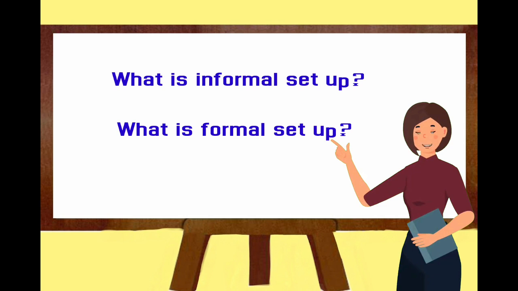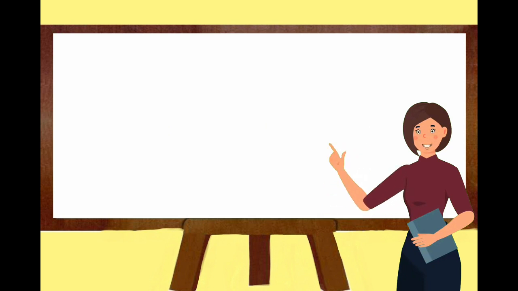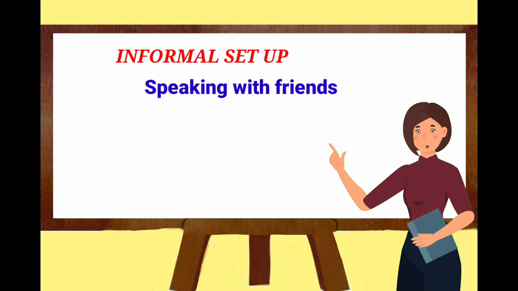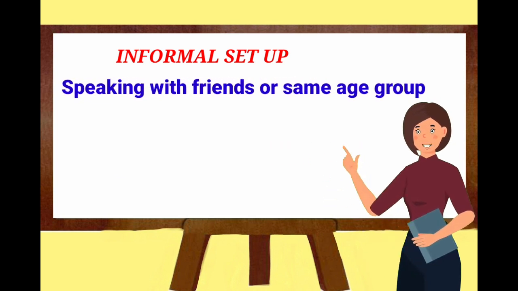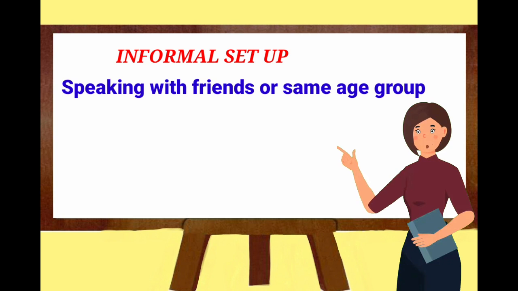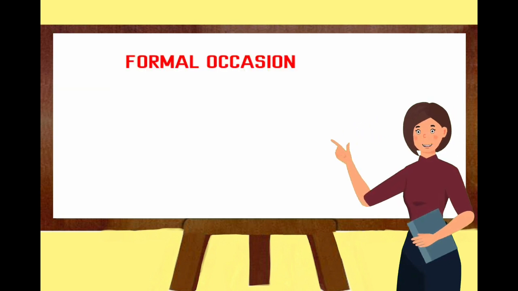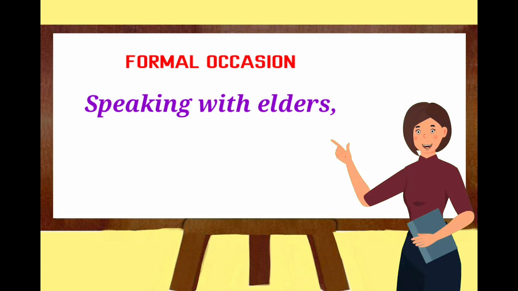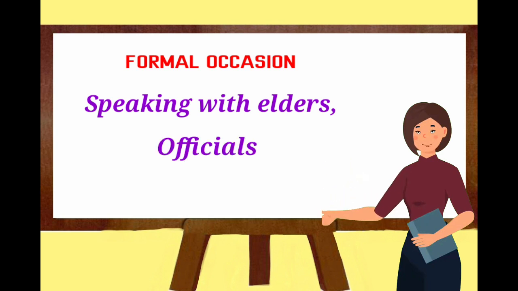When you are talking with others, consider if it is an informal setup or formal setup. When you are speaking with your friends or the people of your same age group, it is considered as informal occasion. But when you are speaking with elders or when you are speaking with your elder family members or when you are speaking with some officers, some officials, it is considered as formal occasion.